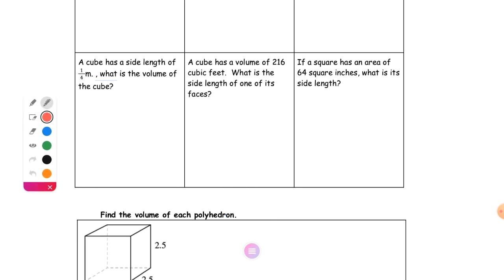A cube has a volume of 216 cubic feet. What is the side length of one of its faces? We're going to start with the formula. Alex, what's my formula?